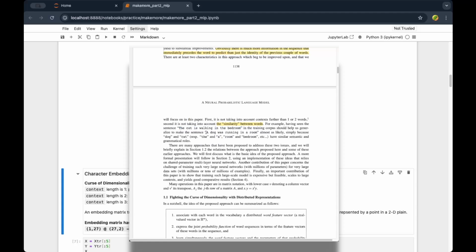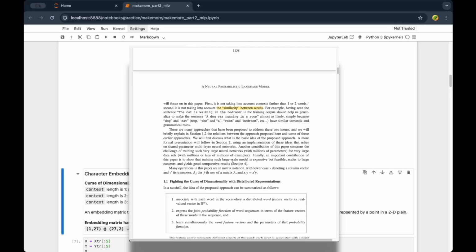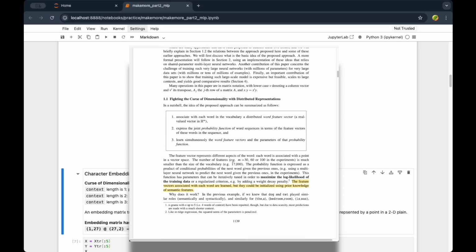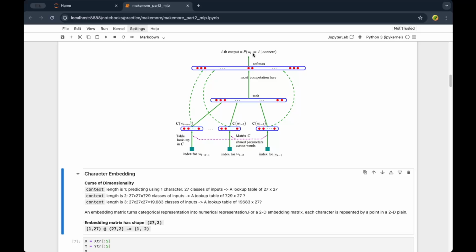For example, this sentence, "The cat is walking in the bedroom," is very similar to "A dog was running in a room," simply because dog and cat, walking and running, room and bedroom have similar semantic and grammatical rules. The probability function of a word sequence was then built in terms of the feature vectors. In the training process, the word feature vectors and the probability function are learned simultaneously.